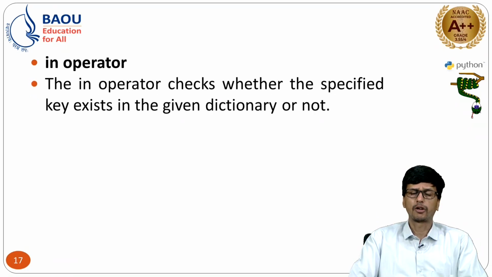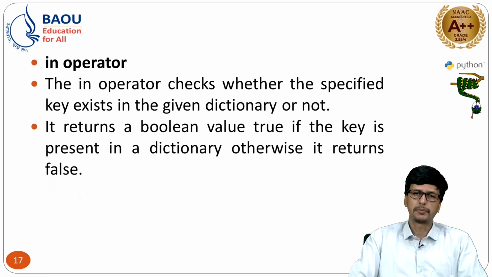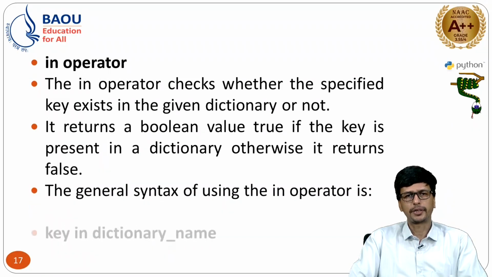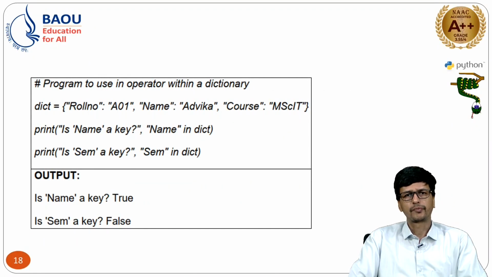Now the in operator. These are different operations that you can do with the dictionary. Suppose you want to check whether a particular member, a particular key, is available in the dictionary or not. In that case you use the in operator. The general syntax you can see here in the demonstration, say for example, is name a key? So you can write name in dictionary, whatever the dictionary name. If it is there, then the result will be True, that is a boolean value. And if the key you are checking is not available in the dictionary, then the False value will be returned by that in operator.